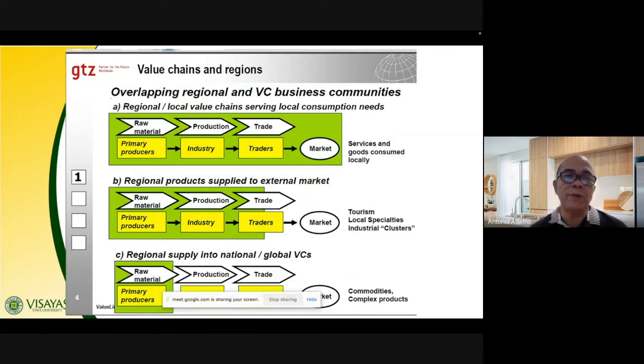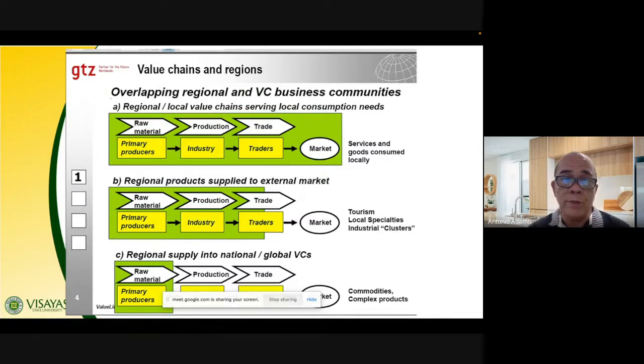First, we need to refresh ourselves of this schematic on value chain analysis or a value chain in itself. We call it the overlapping regional and value chain business communities. Okay, illustration figure ABC will give us a rundown, a diagrammatic view of the differences in terms of whether a value chain is purely a product or a service enterprise.